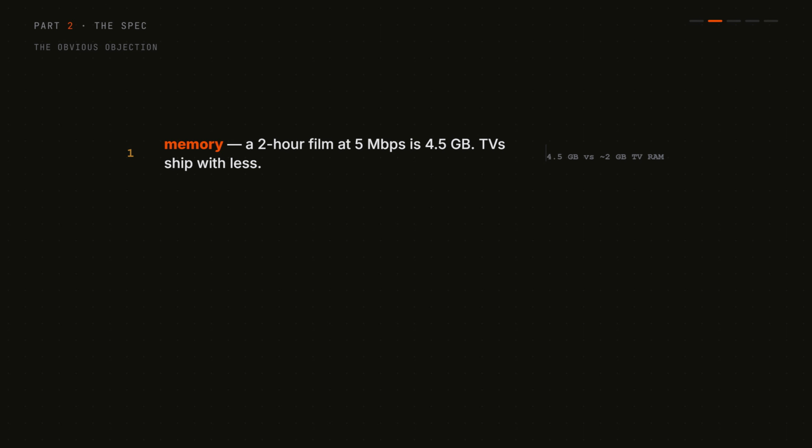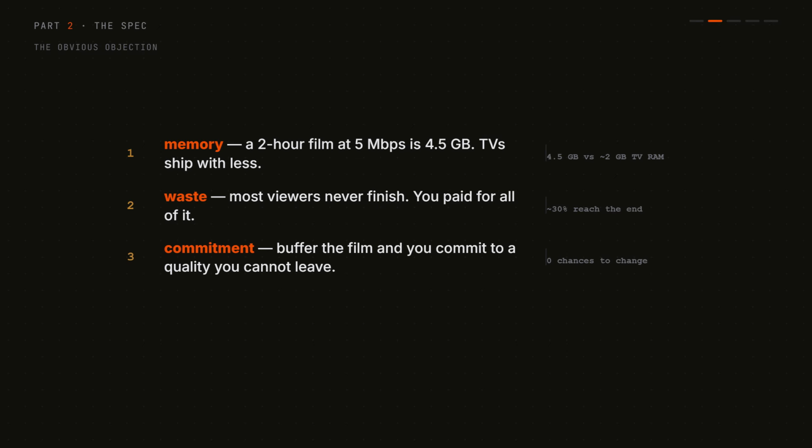First, memory. A 2-hour film at 5 megabits is 4.5 gigabytes. There are television sets in the world with less RAM than that, and they are absolutely watching your video. Second, waste. Most people don't finish. Buffering an entire film for someone who leaves after 90 seconds means you paid for the whole thing and delivered a minute and a half. Multiply that by 1 million viewers and you've bought a second data center for no reason.